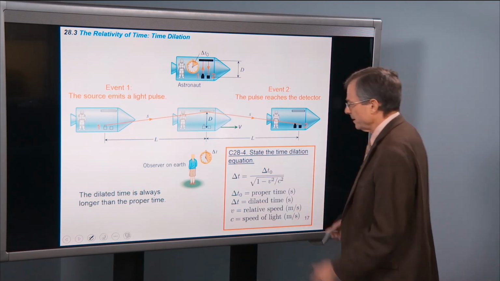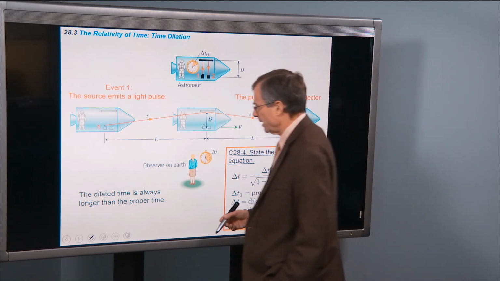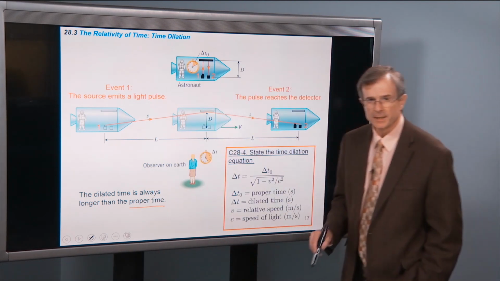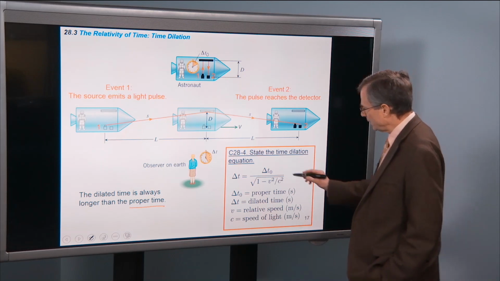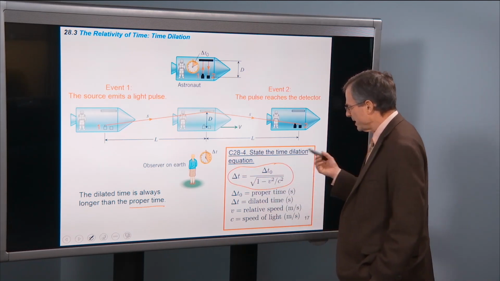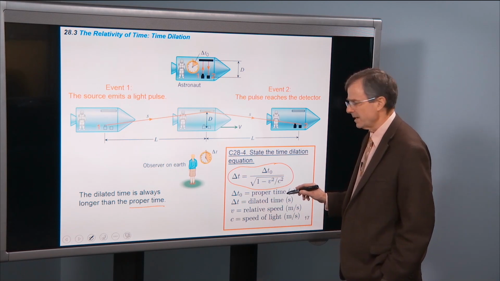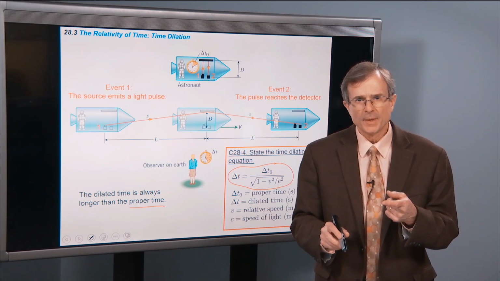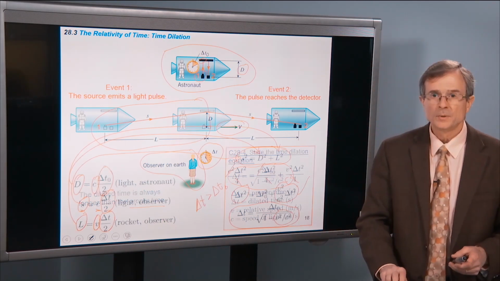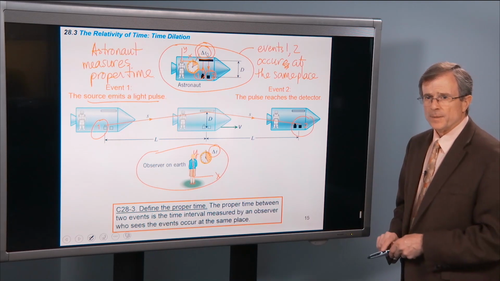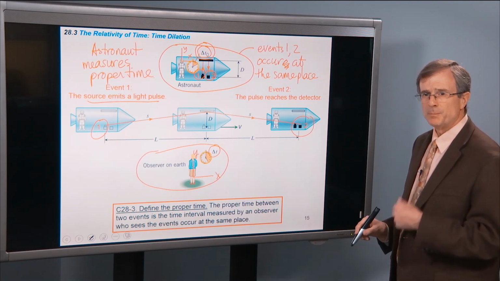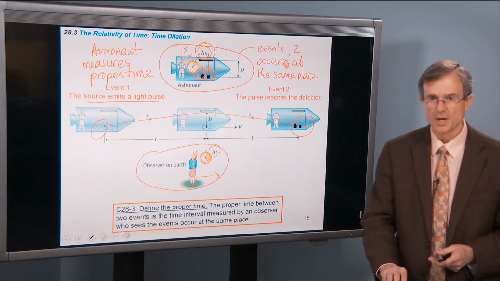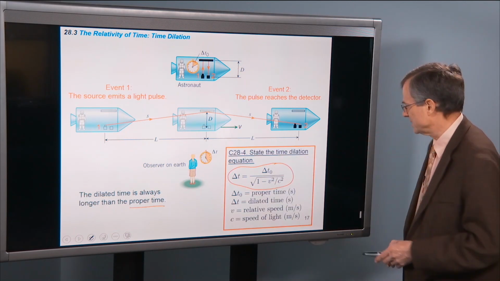And here's the concept that captures all of this. The dilated time is always longer than the proper time. The shortest time that you'll ever get is the proper time. So here's the equation that we just derived. Here's the definition of everything. Delta t naught is the proper time. And what's the proper time? Let me just remind ourselves, the proper time between two events is the time interval measured by an observer who sees the events occur in the same place. That astronaut measures the proper time in this particular example.